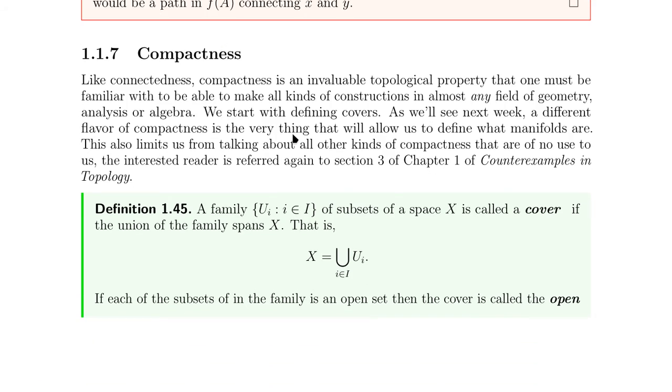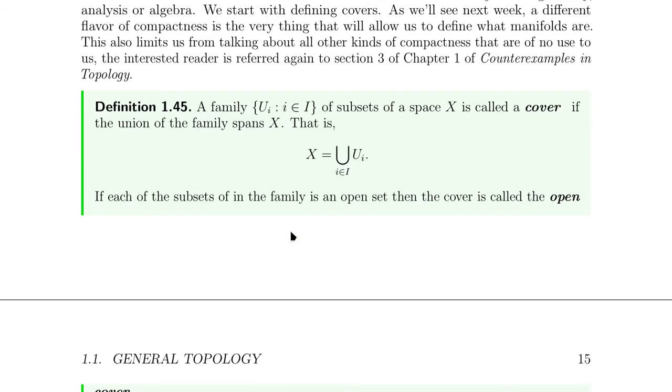Okay, now we come to compactness. So compactness is another topological property like connectedness or path connectedness. And before going to the definition, we're going to define a few terminologies. If you have a family of subsets of a space, then it's going to be called a cover if the union of all the family members spans the whole space. So X is equal to the union of all the family members in that family.